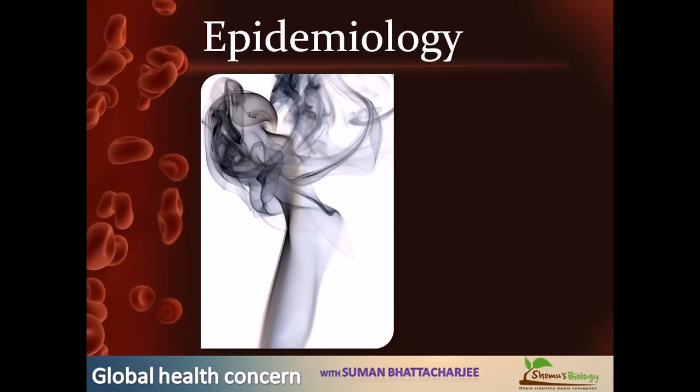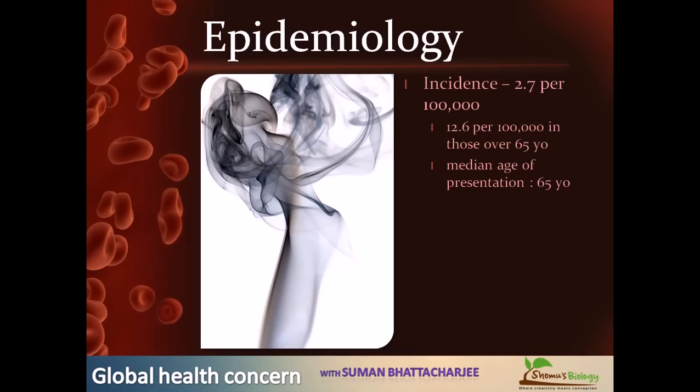So what is the epidemiology actually? In this case, epidemiology is not that much related with this. Epidemiology is some statistical facts that we can see: the incidence is about 2.7 per 1 lakh. So it's not very common, and it is 12.6 per 1 lakh in those over 65 years of age.